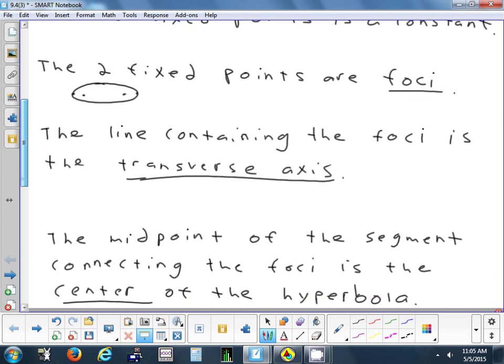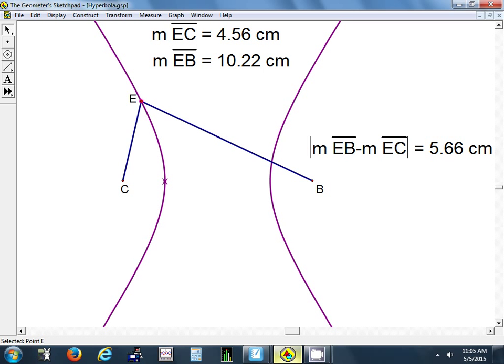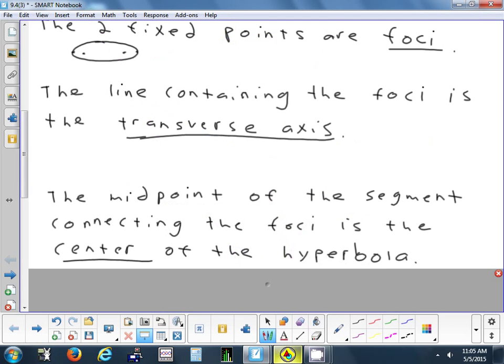This idea is the same as an ellipse. If you draw in a segment connecting the two foci, and you find the midpoint, that would be the center. So if you put in a segment between C and B, found the midpoint, that would give you the center.